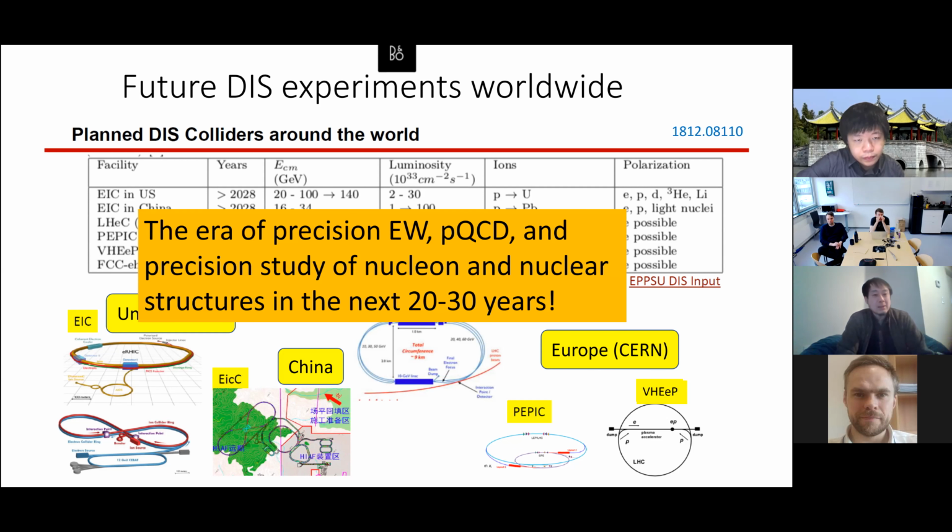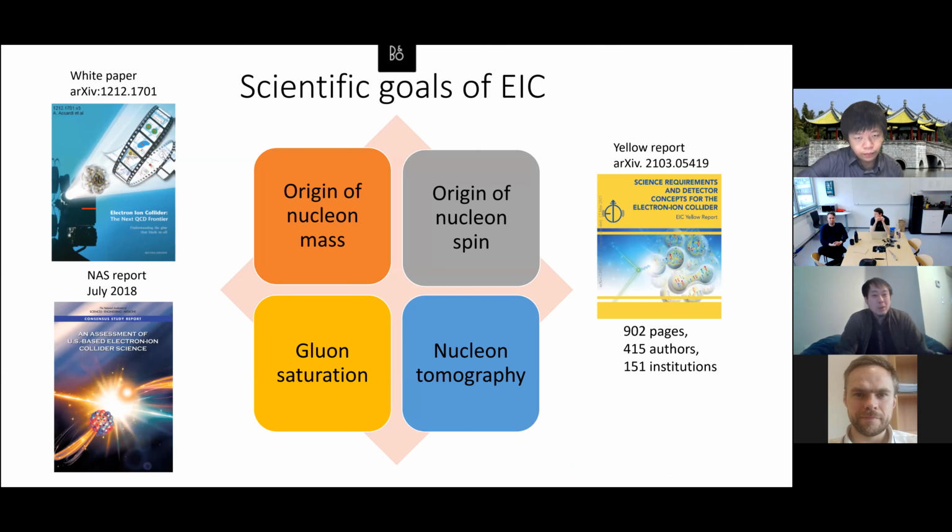But all this implies is that we are entering the era of precision electroweak and perturbative QCD, and the precision study of nucleon and nuclear structure in the next 20 to 30 years, at least until the day I retire. So that motivated me to work on the EIC physics. So here are the most important scientific goals of the EIC as articulated in the white paper, and also the National Academy of Science report, and also the yellow report, which was published 1 year ago. And so there are 4 pillars. One is the origin of nuclear mass, the origin of nucleon spin, and gluon saturation at small x, and the nucleon tomography. And I'm mostly talking about this last bullet, the nucleon tomography.